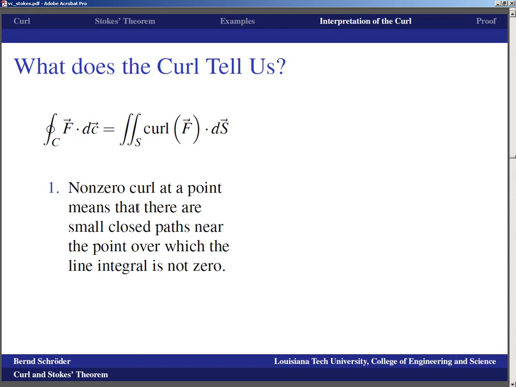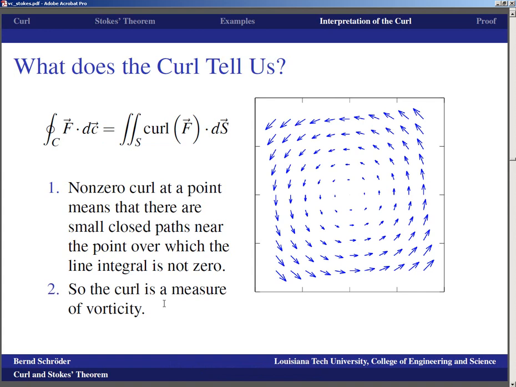You would just go perpendicular to the curl a little bit out and then look at some small closed paths, and because the curl will be normal to a surface that is enclosed by these paths, we would have a net positive integral of the curl over these tiny surfaces that are interpolating these closed paths, and that means that the line integral, the other side of Stokes' theorem, is also not zero, and that means the curl is a measure of vorticity.